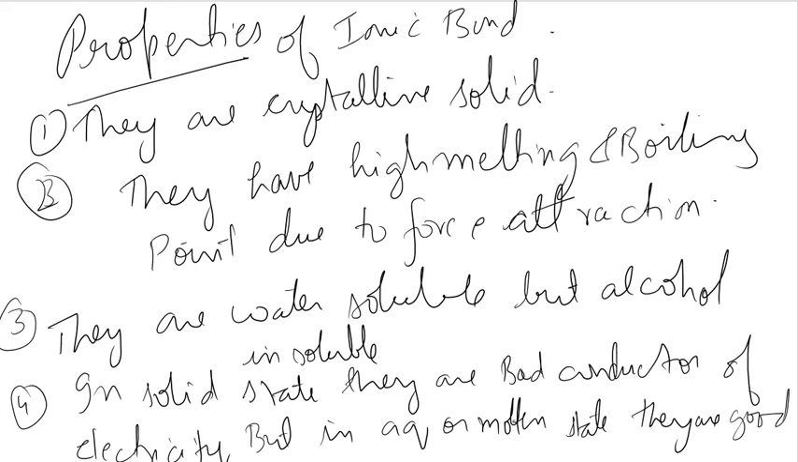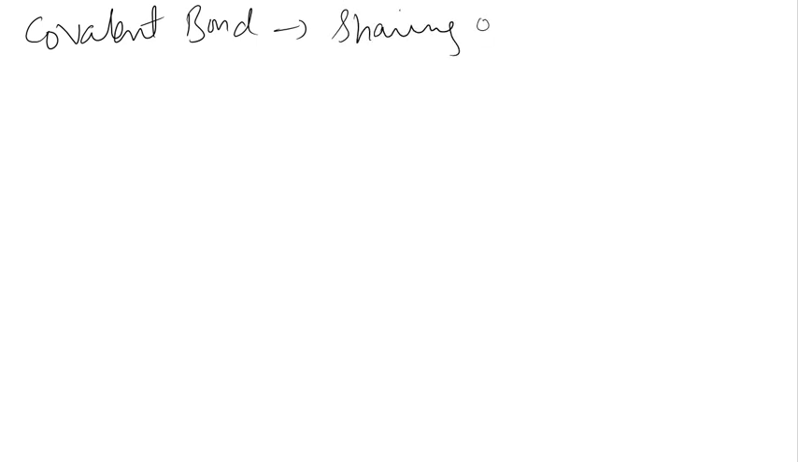Good conductors. Clear? So these are the properties of ionic bond, and this is the general introduction of ionic bond. Let's move towards the next topic, that is covalent bond. Now covalent bond is formed by sharing of electrons. In simple words, atoms share electrons and get stabilized.